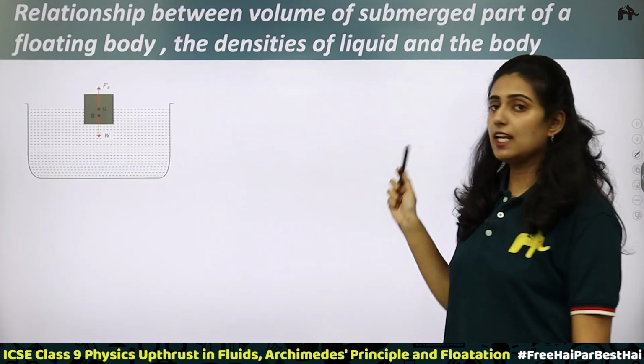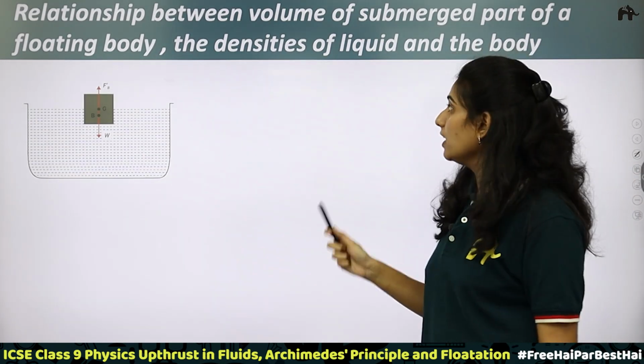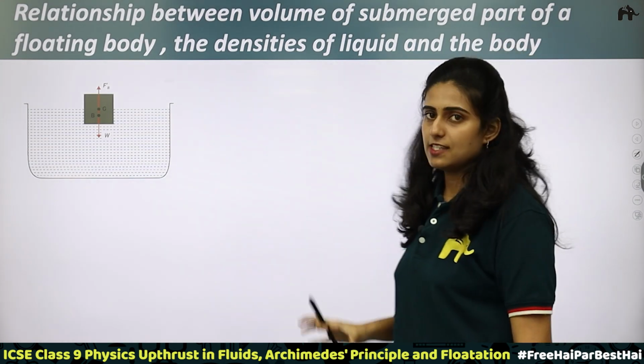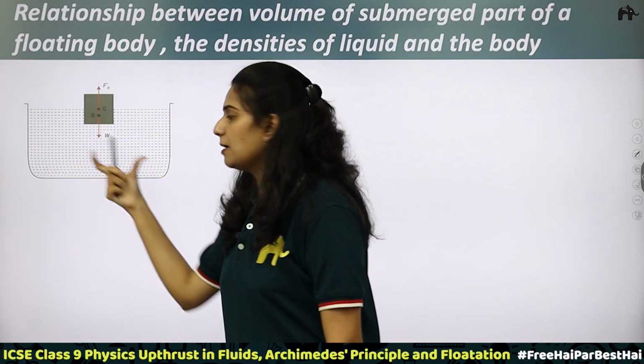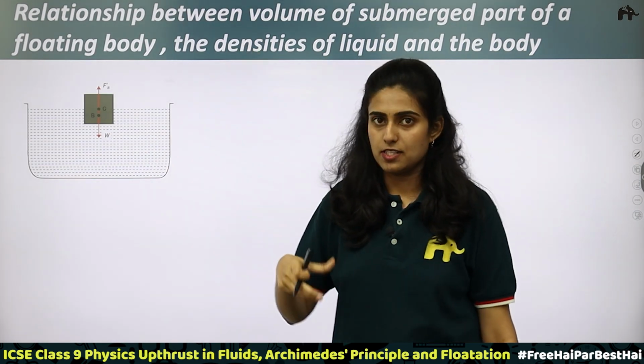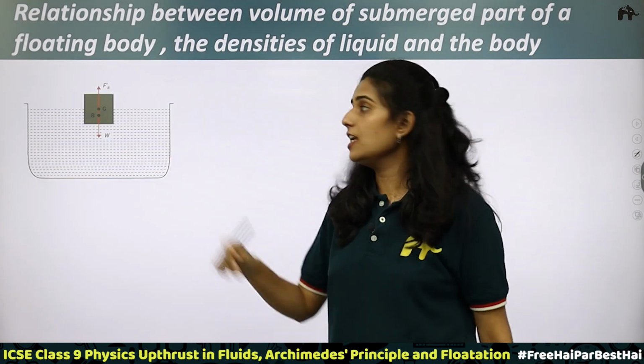Next, we are going to find a relationship between the volume of the submerged part of a floating body, and the densities of the liquid and the body. So here we are considering a case. We are taking a tumbler which is filled with water. Then a body is immersed. This is a floating body. The body is floating on the surface of the liquid.